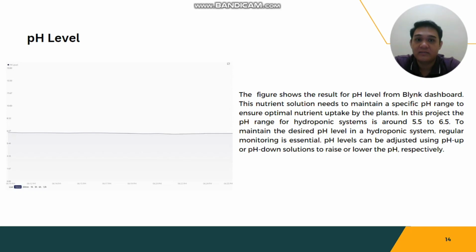So the next result is the pH level. The figure shows the result for pH level from Blynk. The nutrient solution needs to maintain a specific pH range to ensure optimal nutrient uptake by the plant. So in this project, the pH range for our hydroponic system is around 5.5 to 6.5. To maintain this desired pH level, we use pH up and pH down.